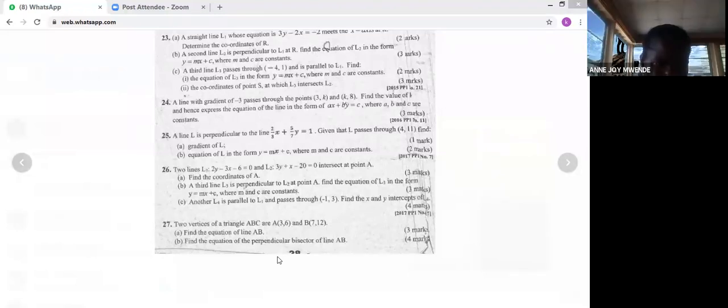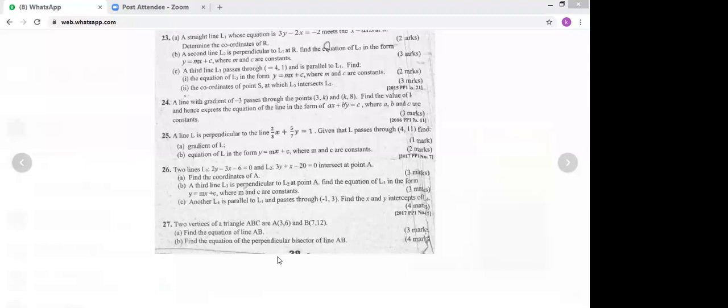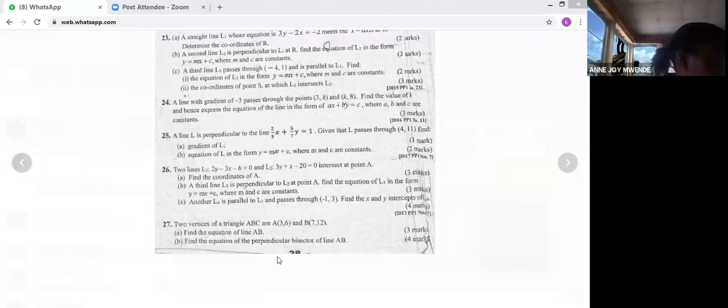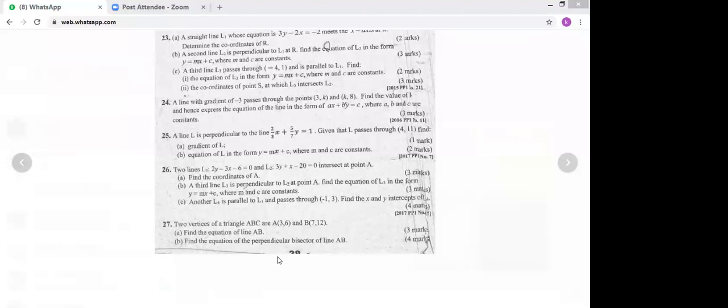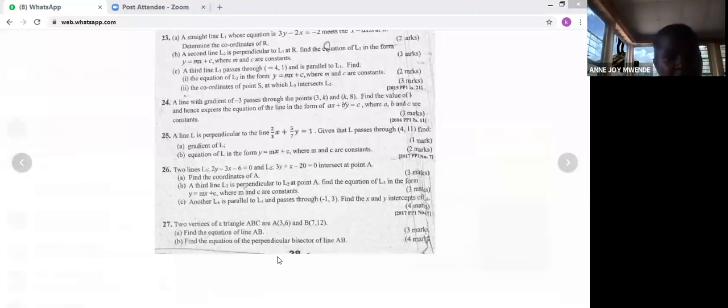Basil Mbugwa? Basil Mbugwa, 22107. Yes. What is the answer for the last part, the coordinate of X? Still doing it. The hand is up with this.